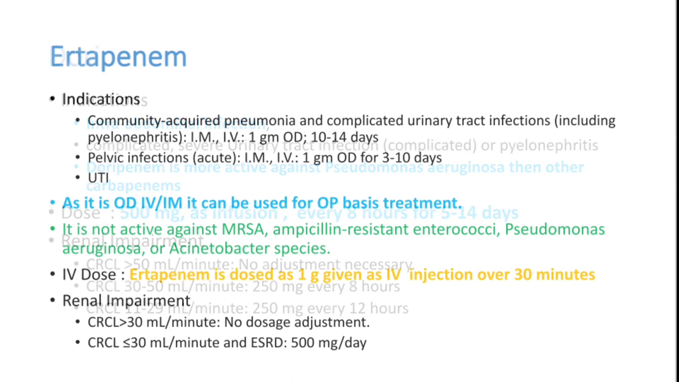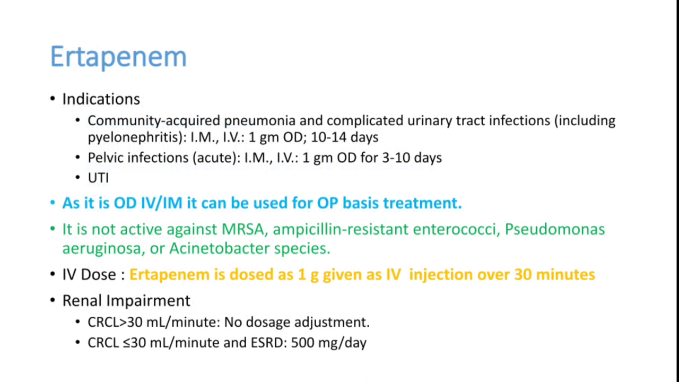Another important drug is ertapenem. Ertapenem is mainly used as an OPD basis treatment. It should not be used in a patient who is having sepsis. This can be used in community acquired pneumonia, pelvic infection, urinary tract infection. Usual dose is 1 gram OD for 3 to 10 days.